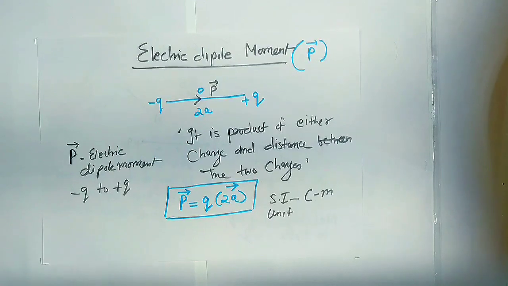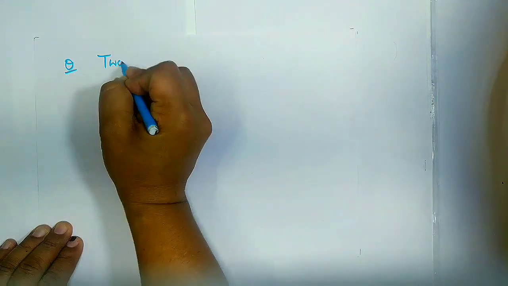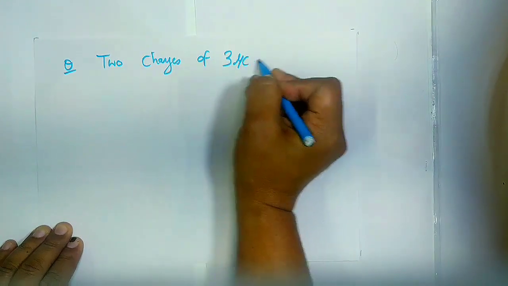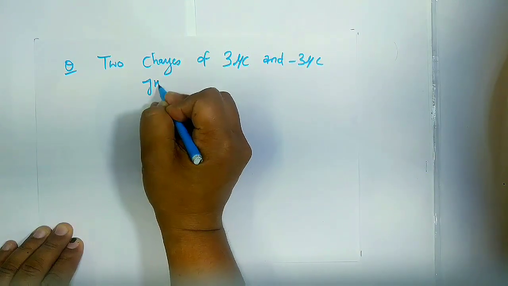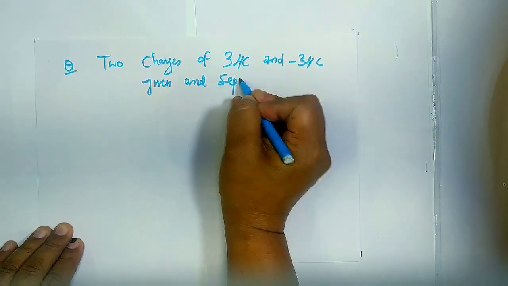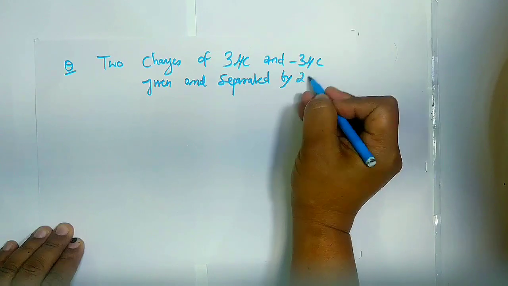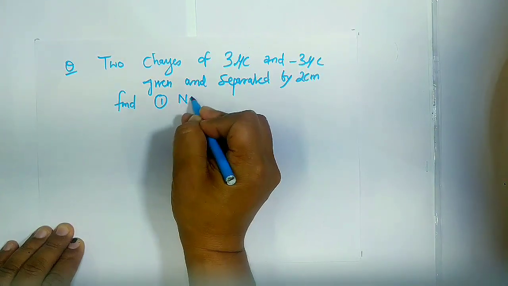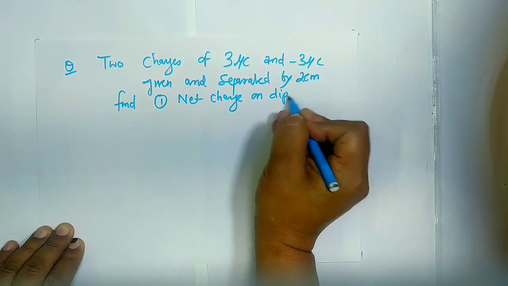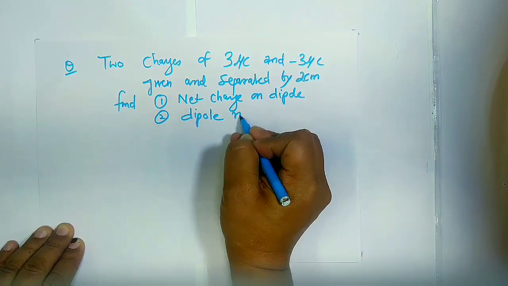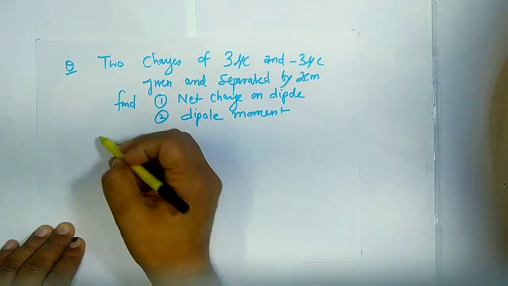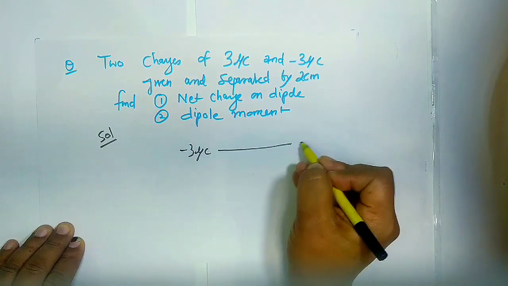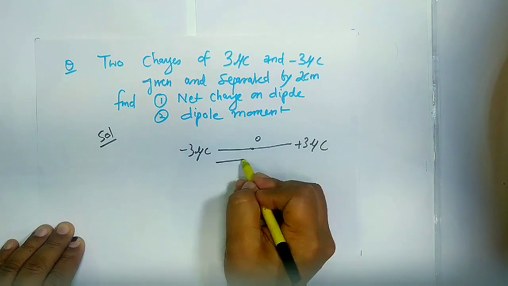And now we can even calculate the dipole moment for charges also. Say there is a system, I'm going to give you a simple question. Say there is a question in the paper that there are two charges of 3 microcoulomb and minus 3 microcoulomb given, and separated by say 2 centimeter. Find one is net charge on dipole and second is dipole moment. So this is minus 3 microcoulomb and this is plus 3 microcoulomb, and this is the center. The total distance is 2 centimeter.